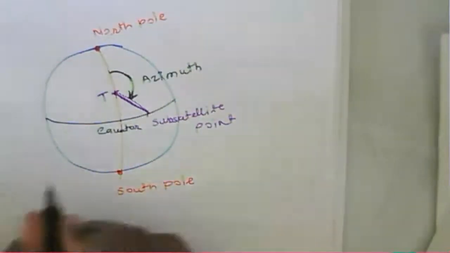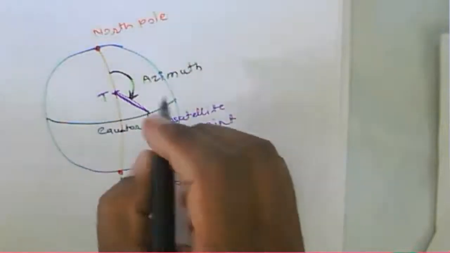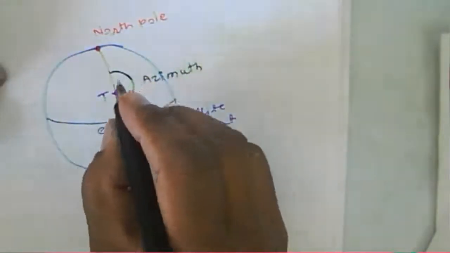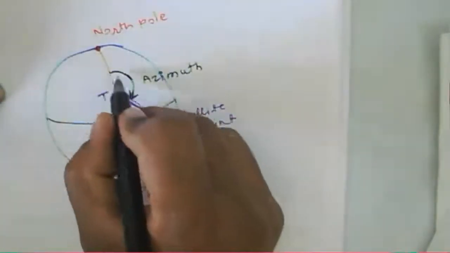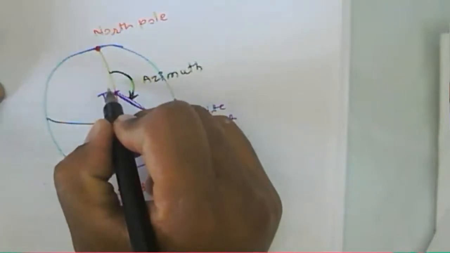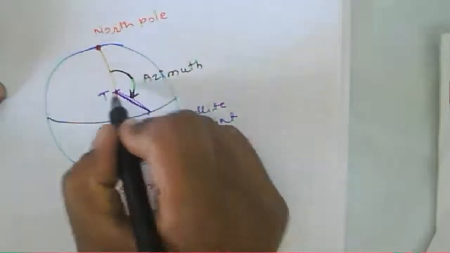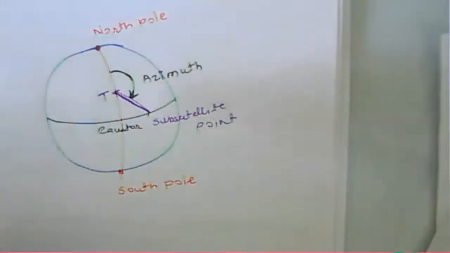Or in another way, we can say that the azimuth of a satellite from a given point is the angle which the satellite direction makes with the direction of true north, in the clockwise direction. So these are nothing but a trajectory, and that's nothing but a sub-satellite point.